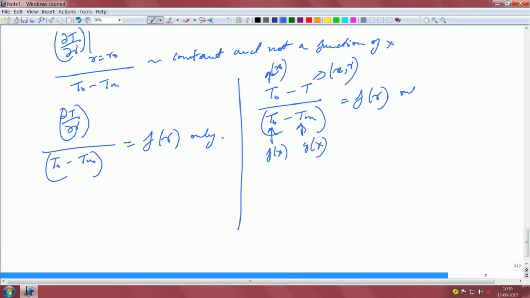But whatever be the nature, together this is only a function of r, got it. So together it is a function of r only. So this will be the definition of temperature in the fully developed regime. In the fully developed regime, this will be the definition of temperature that we are going to use.